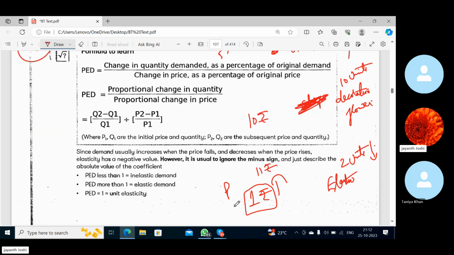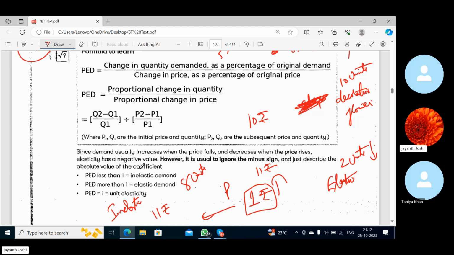Now 1 rupee change, that means it has become 11 rupees, and from 10 units you want to buy just 8 units. So this is inelastic. Change in price has led to a very small change in quantity demanded. Okay, now.